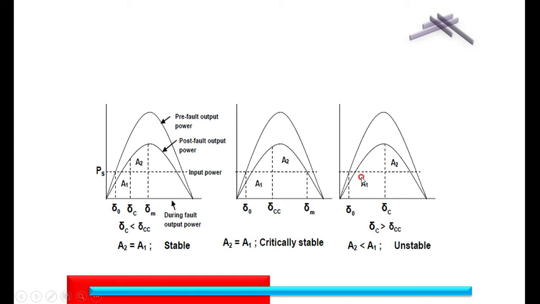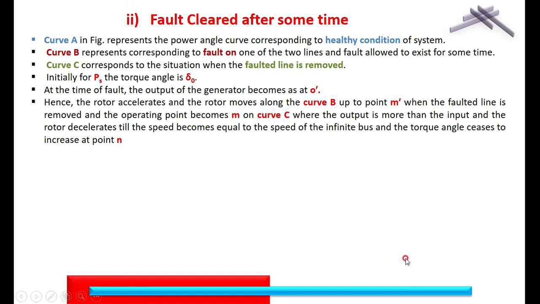You can see it is A1 here, but if you go beyond this, then A1 and A2 are not equal. In that case, it is unstable. This is how to analyze the system for stable, critically stable and unstable conditions.